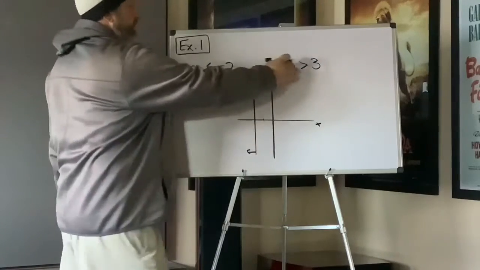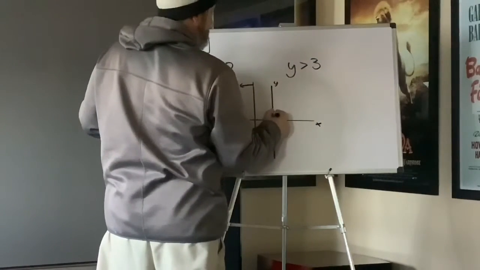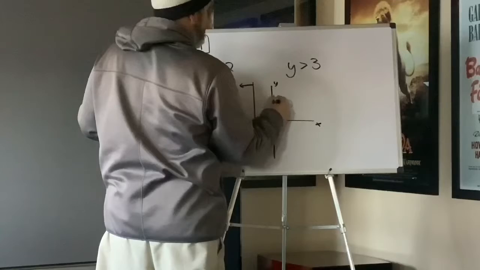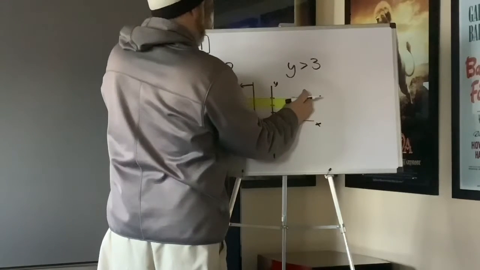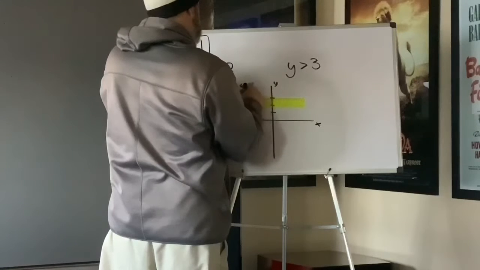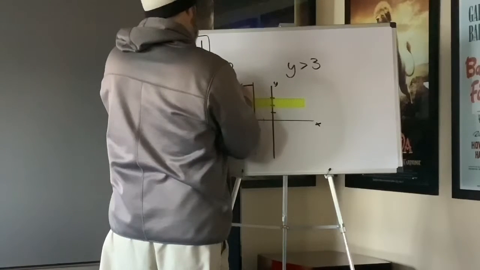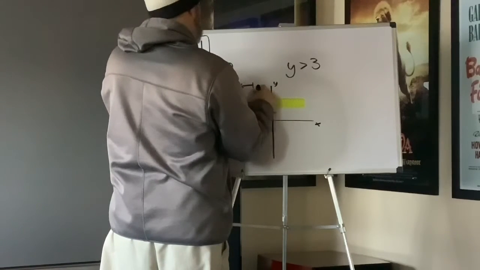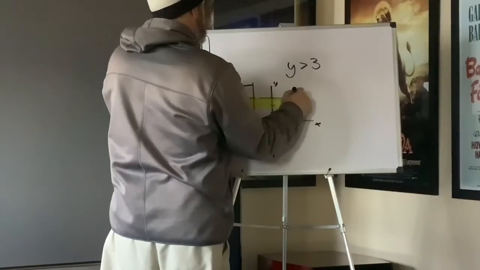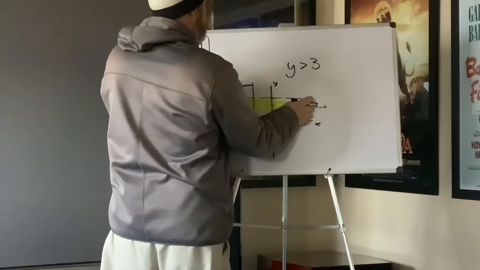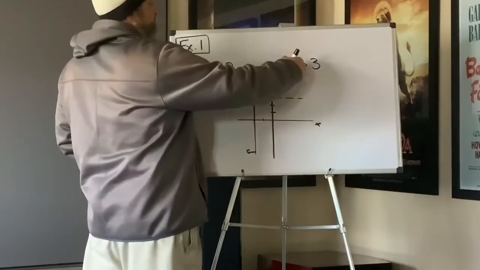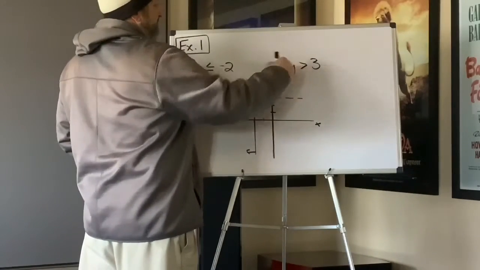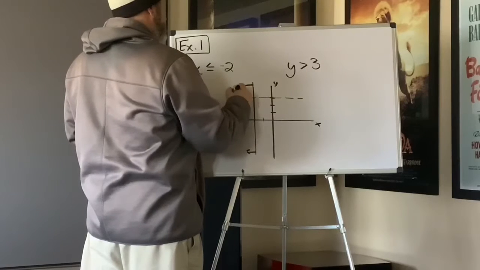Next, we go to y, 3, 1, 2, 3. Okay, obviously it's not going to cross the x-axis, so, oh, and it's also a dotted line, isn't it? Because there is no equal to. Okay, dotted line. All right, and it says shade everything. It's greater than, right? So we shade everything above.